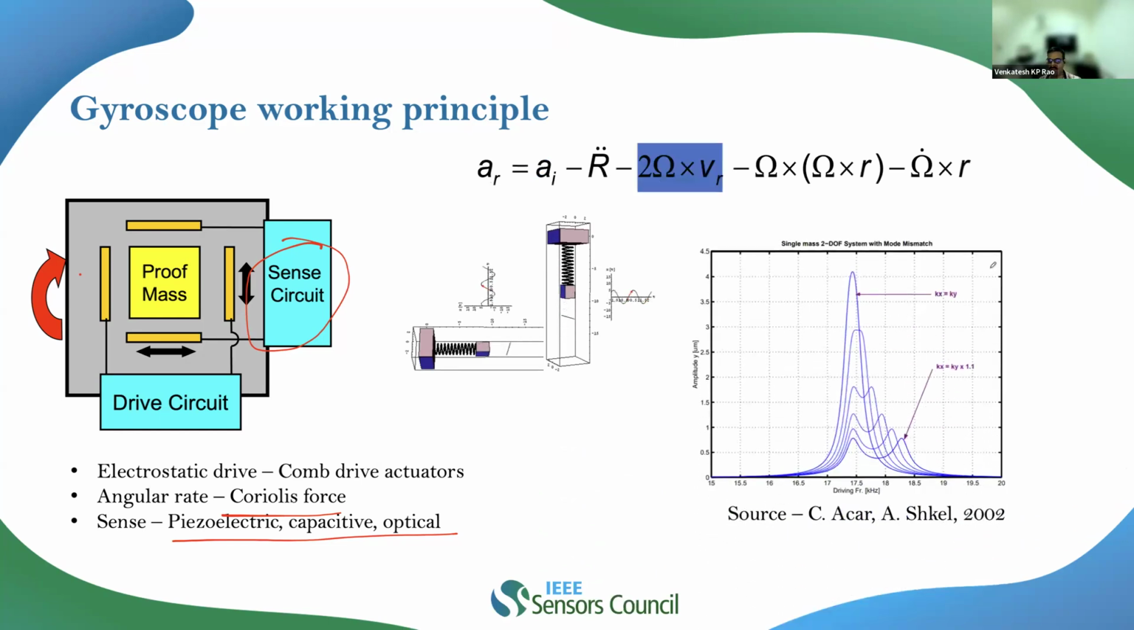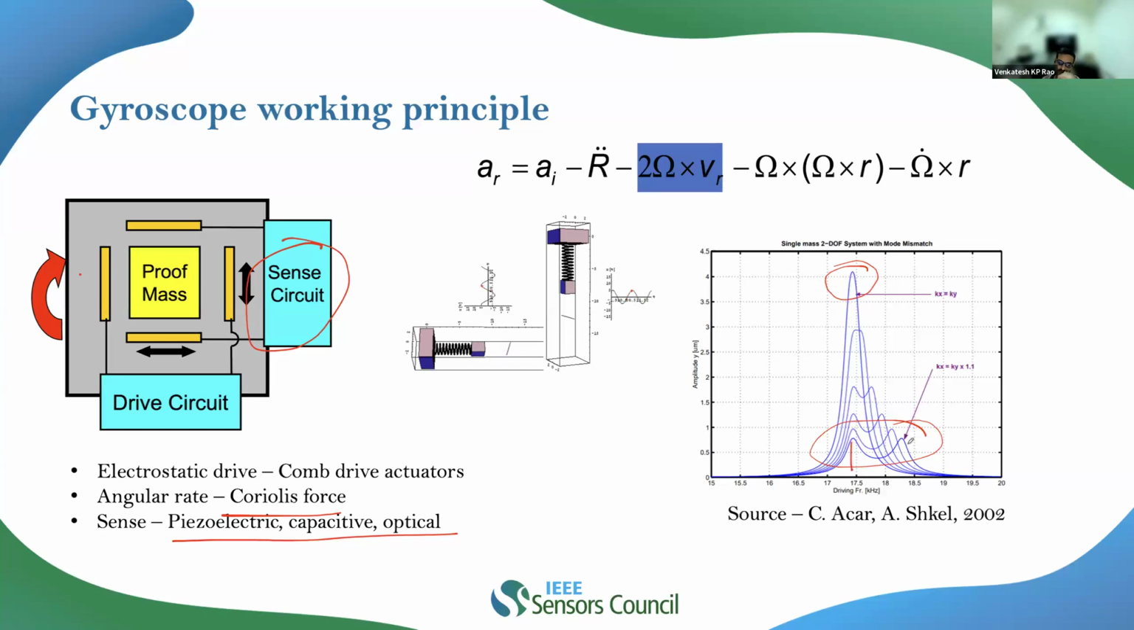And here you can see when there is a perfect match between the drive and sense mode frequencies, we get a maximum amplitude of vibration in the sense direction. On the other hand, when there is a huge mismatch between the drive and sense mode frequencies, then we get very little amplitude of vibration in the sense direction.